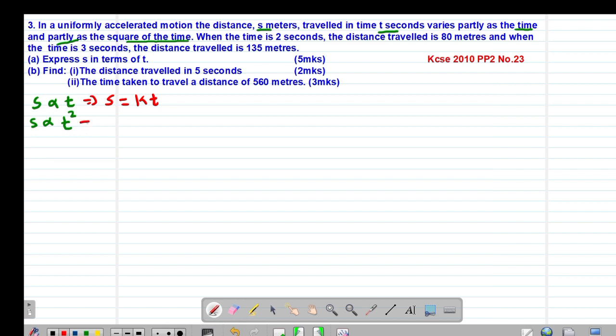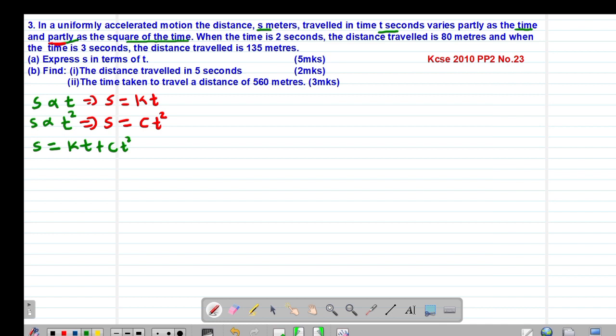Then this simply means that the distance s is also equal to, let the other constant be c, ct squared. Because of the word partly, we are dealing with partial variation. Therefore, we are going to separate the quantities with an addition sign. So s will be equal to kt plus ct squared.